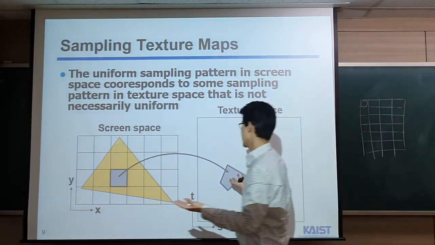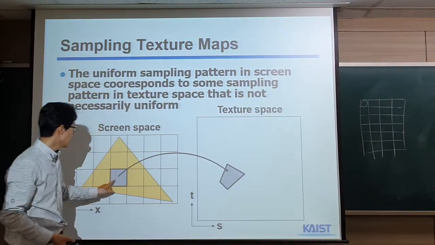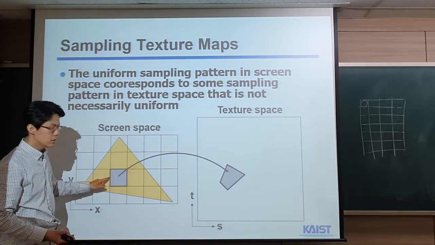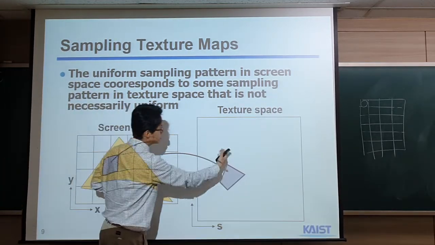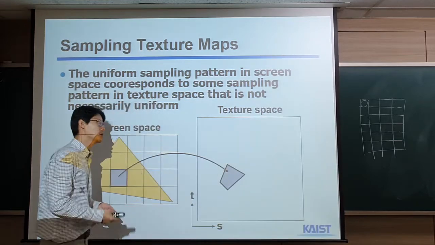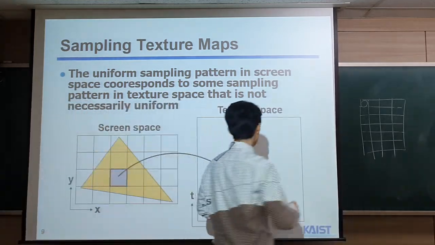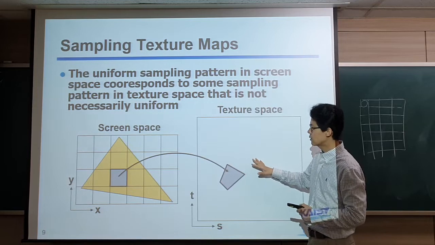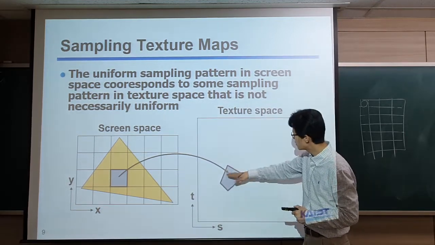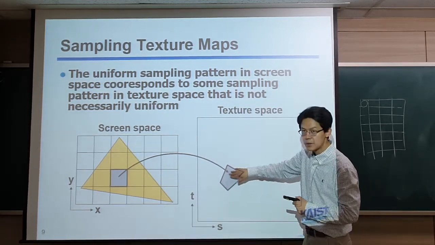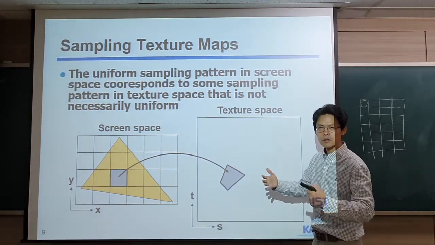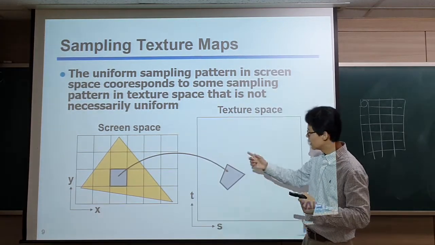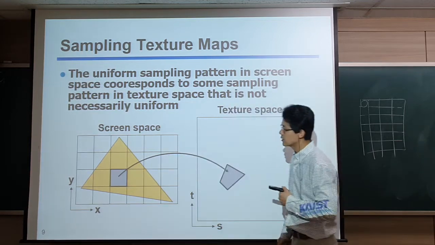So in this case, the question is that, conceptually, this rectangular pixel shape can map to some shape in the texture space, right? Then the question is what color? I mean, there could be multiple texels in this texture map, right? Then how can you compute the representative texture color for that particular pixel?